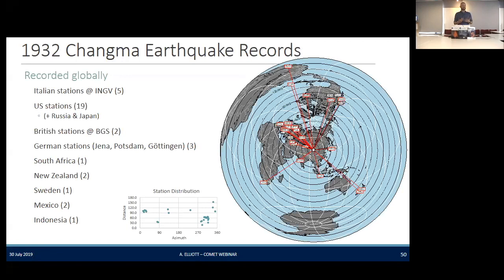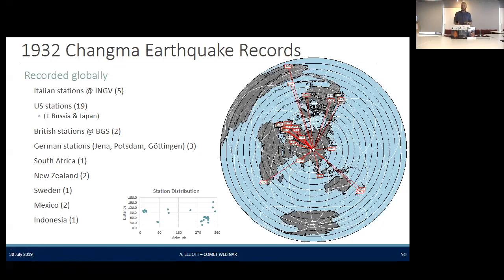Fortunately, there are a relatively large number of seismic recordings of this earthquake. Despite it being in 1932, in the nascent days of instrumental seismology, it was recorded at observatories all around the world, from which I've obtained copies of paper records or scans of these original paper seismograms. The map here shows the distribution of instruments that at least have records of the 1932 earthquake on them.